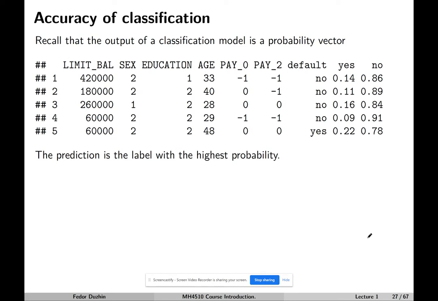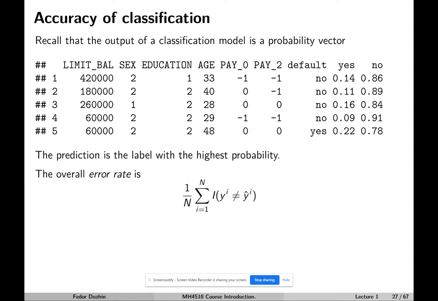So recall that the output of a classification model is a probability vector. So it's not just a label, but it is the whole vector. In this case, notice that the highest probability class is always no, which means that our model always predicts no. But the observed output is 4 no's and 1 yes.